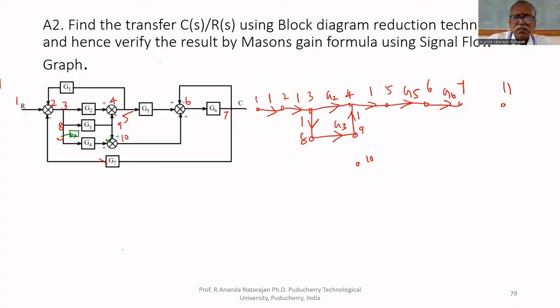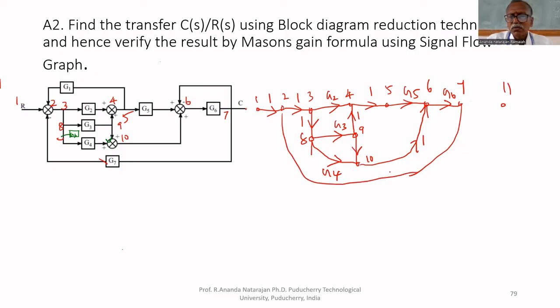Here, G4. 8 to 10 gain is G4. 10 to 9, 9 to 10 only. Then 10 to 6, one path is there. Gain is unity. 7 to 2. Gain is minus G7.